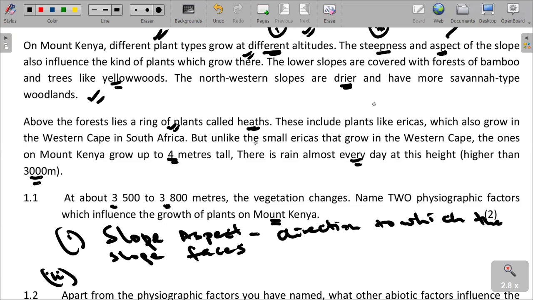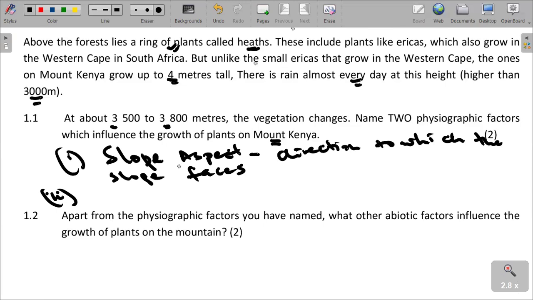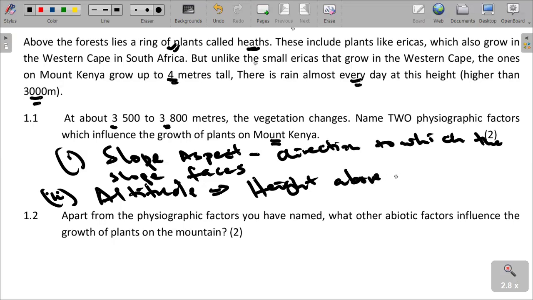And then we also have the issue of plants growing at different altitudes. So we also want to understand that altitude also affects vegetation growth in Mount Kenya. What is altitude? Height above sea level. Height above sea level is also another factor that influences vegetation in Mount Kenya.